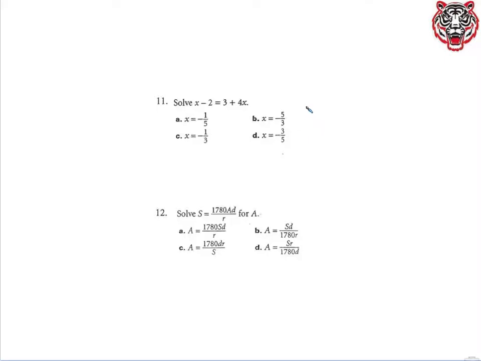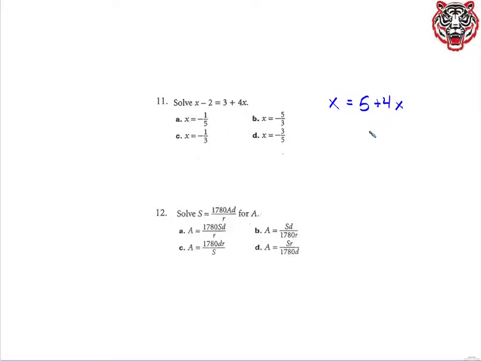x minus 2 equals 3 plus 4x. You rewrote it. Subtract 2 from both sides. Well, I mean, you could, but let's add 2 to both sides. You know what I meant. So x is equal to 5 plus 4x.